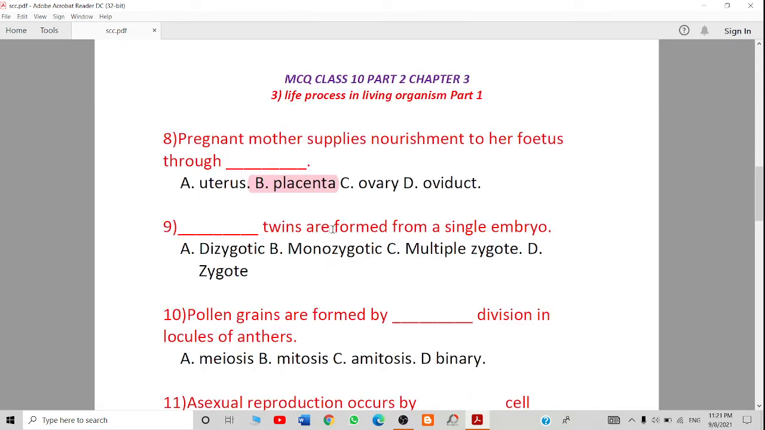Then "di" means two, "zygote" means embryo. Dizygotic means two embryos. Monozygotic means one embryo. Multiple zygote means many embryos. And the zygote means it can fertilize. That's why the answer is monozygotic, because twins produced from a single zygote are called monozygotic twins.